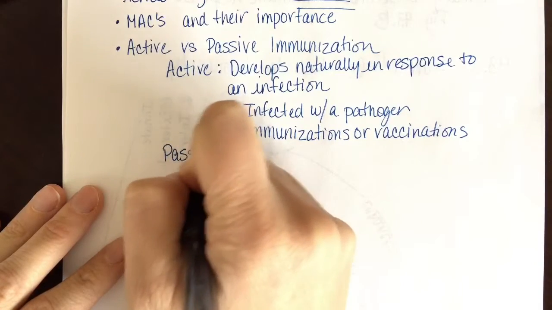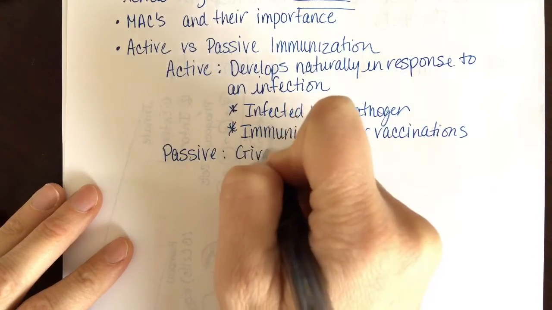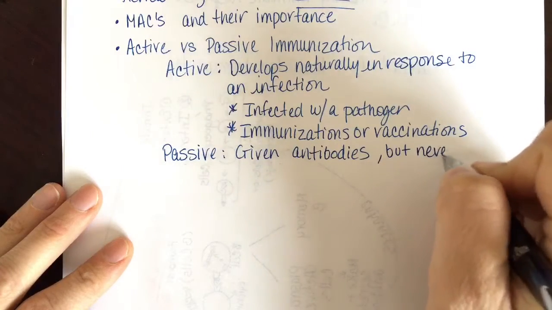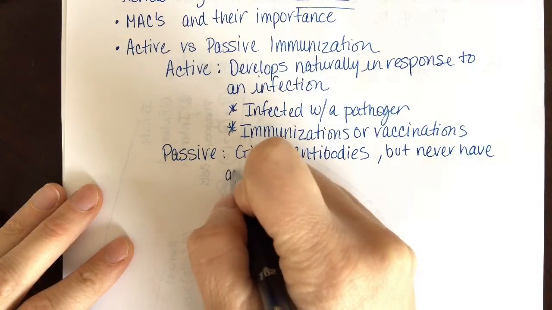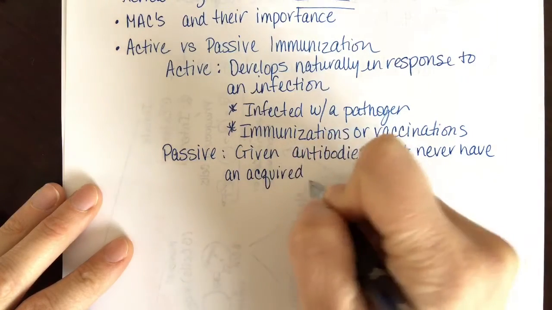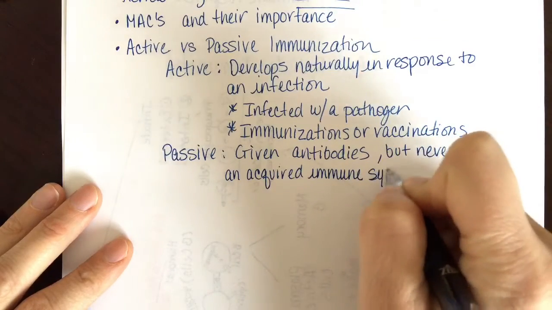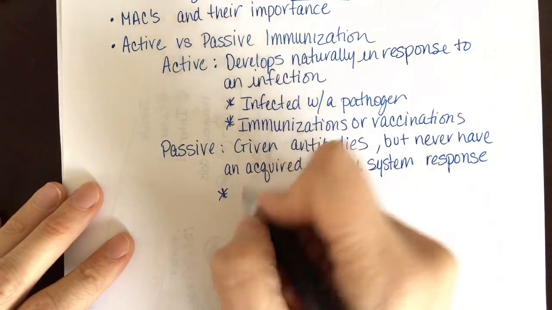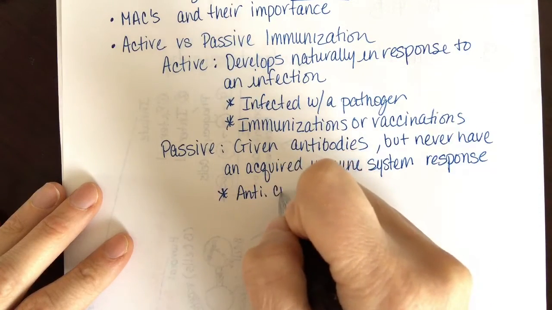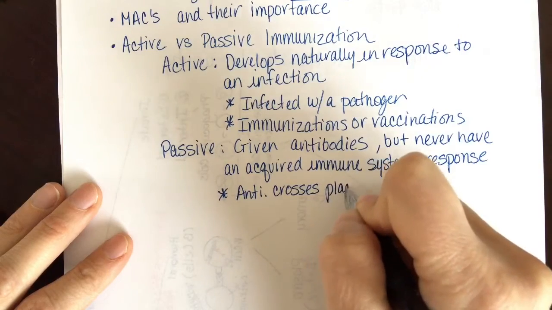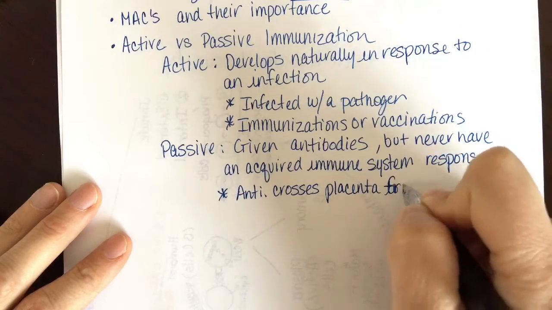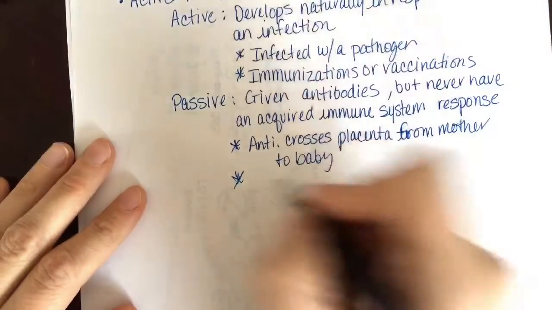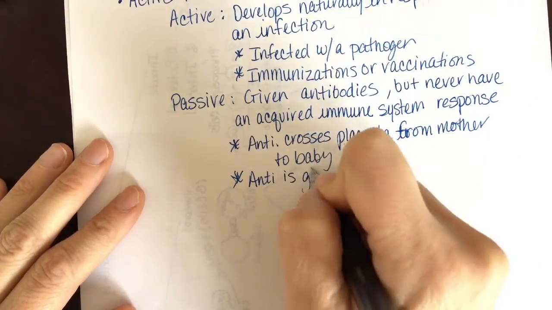Whereas passive, this is where you're given the antibodies so you can fight the infection, but you never have an acquired immune system response because you never come into contact with the pathogen. So in what instances, when an antibody, I'm just going to put antibody, crosses the placenta from mother to baby, or the antibody is given to baby through breast milk.